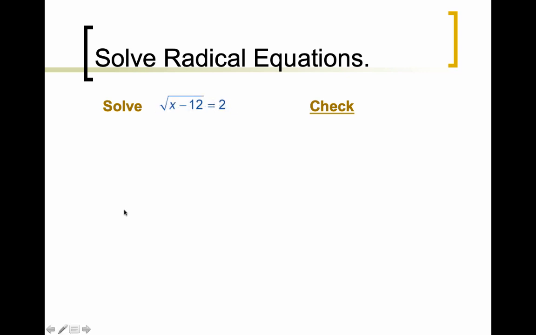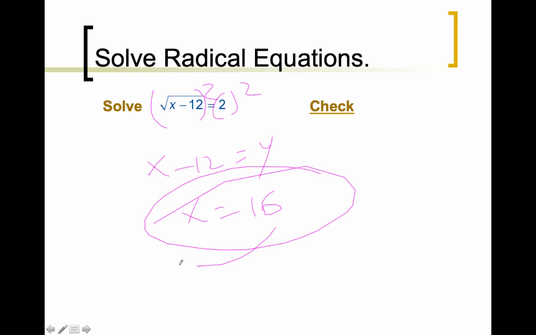Good deal. Check your work. Sometimes they're already ready to go, huh? Square both sides. X minus 12 is 4. X is 16. Check it out. Plug it in. We are fine.